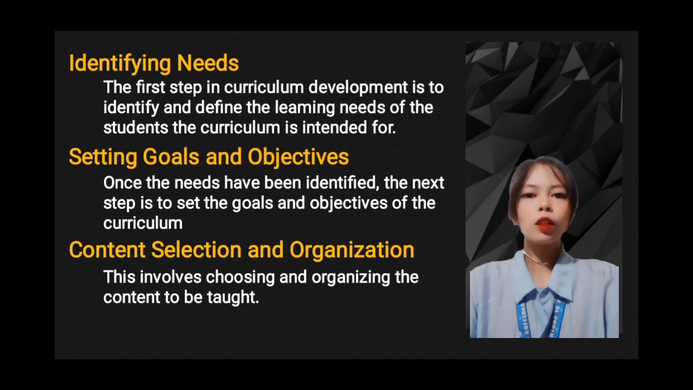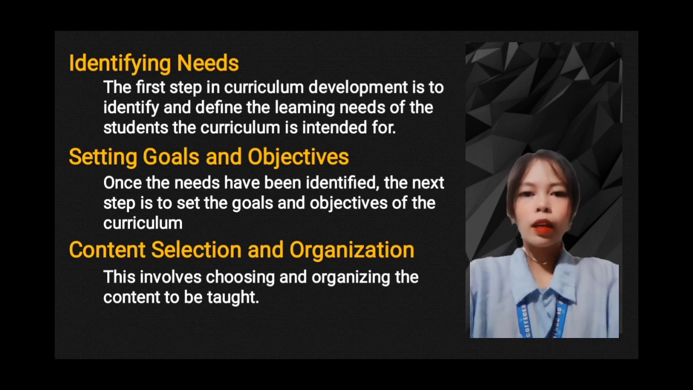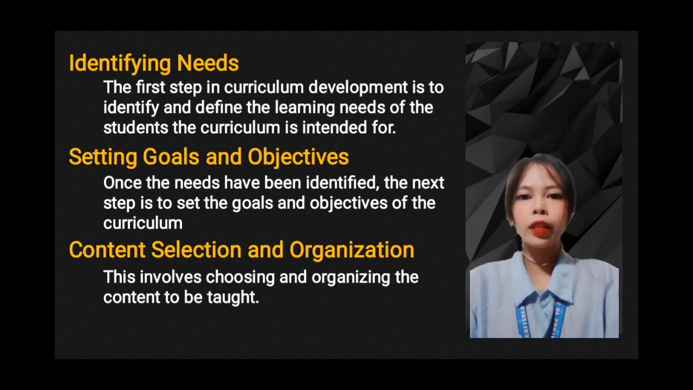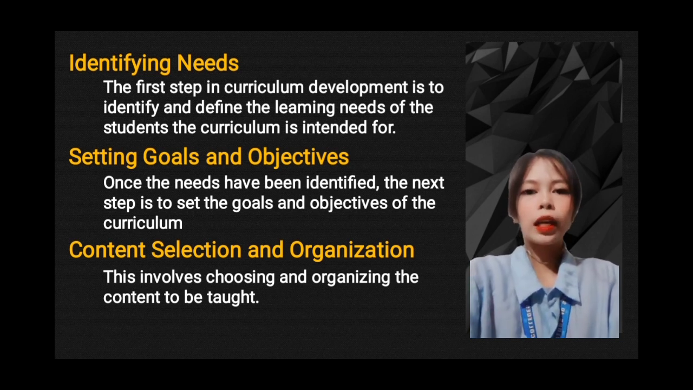Second is setting goals and objectives. Once the needs have been identified, the next step is to set the goals and objectives for the curriculum. These should be specific, measurable, achievable, relevant, and time-bound, or SMART. Third is the content selection and organization. This involves choosing and organizing the content to be taught. This could be based on the subject matter, skills, or other criteria.